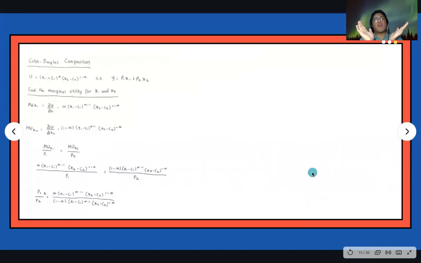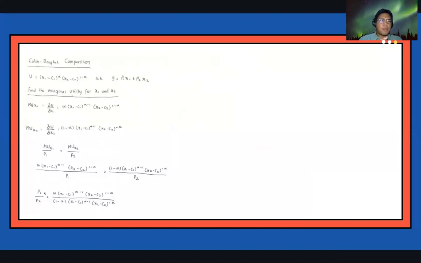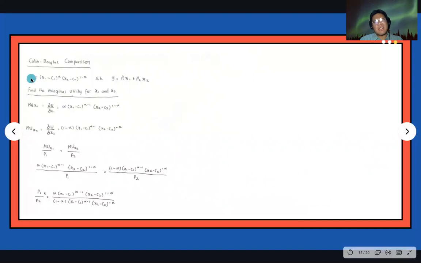How about using the Cobb-Douglas comparison? I mean, the Cobb-Douglas function. Basically, it's almost similar, but different. The first step is that we take the given utility function and the constraint function, and we want to find the marginal utility for x1 and x2.